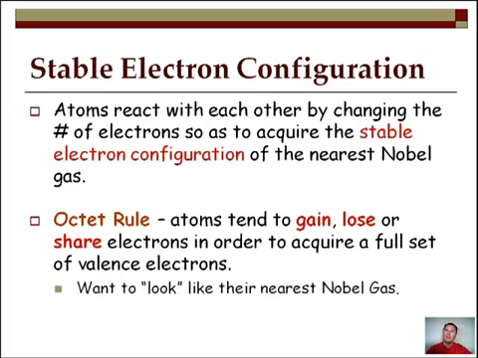Okay, so they want to look like their nearest noble gas. And as I said, that can either be in front of them, to the right of them, or it can be behind them. Depending on what their configuration is, they're going to move one way or the other. They do this to have a full valence shell. That means their S and P are full, meaning a total of 8 electrons.